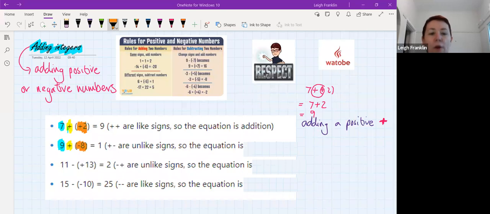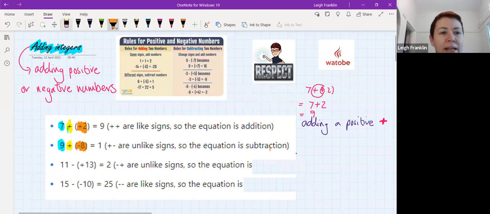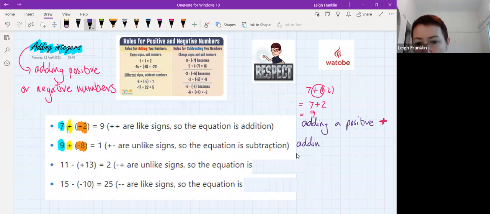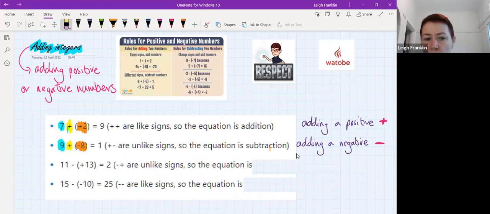Negative sign. We're going to use a negative. All right, so quite right. Over here, when plus and minus are next to one another, the sign is subtraction. Okay, so when we are adding a negative, let's write that in here. When we are adding a negative, we are actually subtracting.